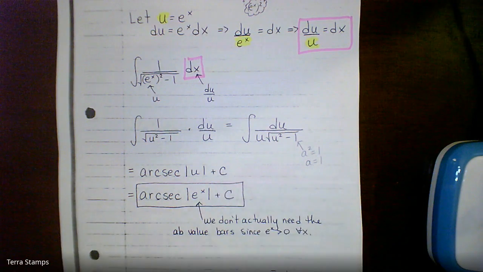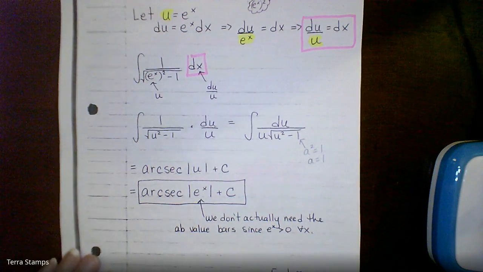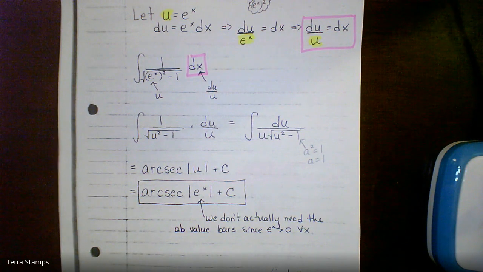And then substituting back in for u is e to the x. And technically, you know how sometimes you have those absolute values and then randomly the answer won't have the absolute values? That's because e to the x is positive for all values of x. So you don't actually have to worry about having it in there. So, okay, that does finish up section 5.8.